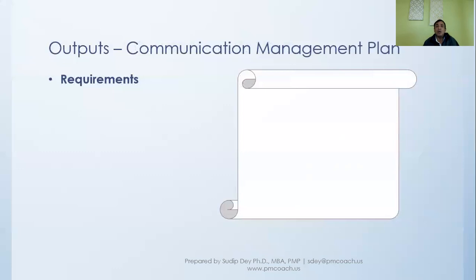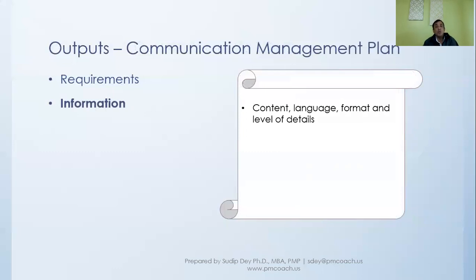So let's look at what will be there in the communication management plan that we will implement in subsequent processes. One is the requirements. We are talking about stakeholder communication requirements. Which stakeholder needs what kind of communication, when do they need it, what technologies we should use, and so on and so forth. Then the information. Information is what is the content that we'll be communicating, what is the language, what is the format, how much level of detail we should be communicating.